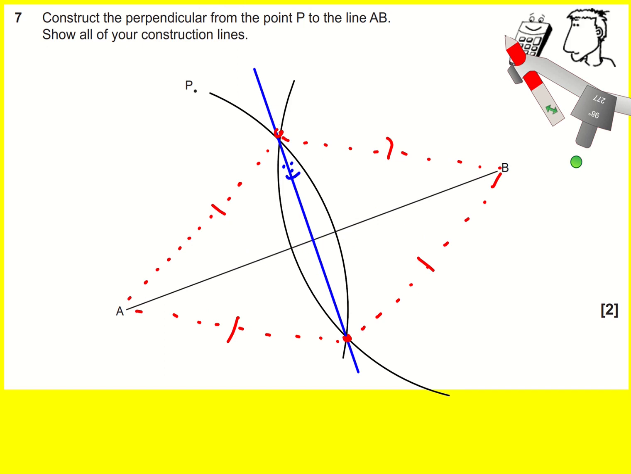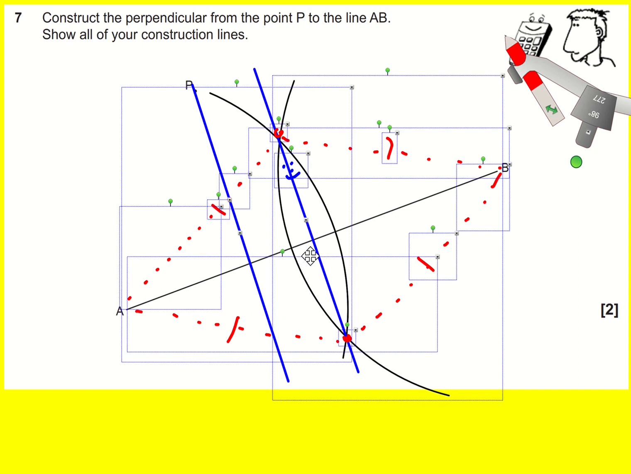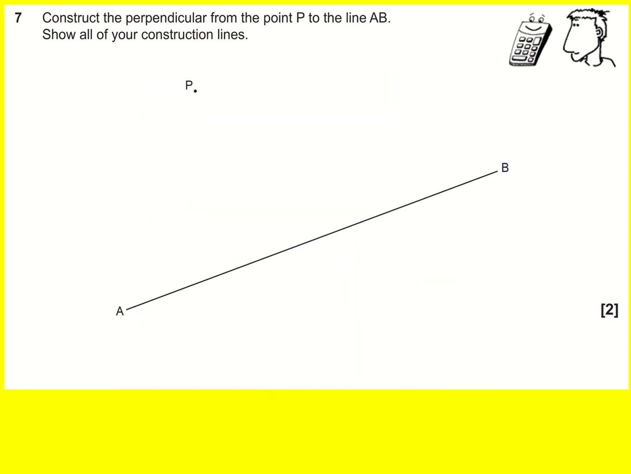Now the problem here is that I've drawn a perpendicular bisector, but I want to draw a perpendicular that goes through P. So actually I want a parallel line, basically. But I need to do that using constructions. How do we do that? Well, there's one extra step that we need to put into play. So I'm going to get my compass again, but this time I'm going to put it on point P.